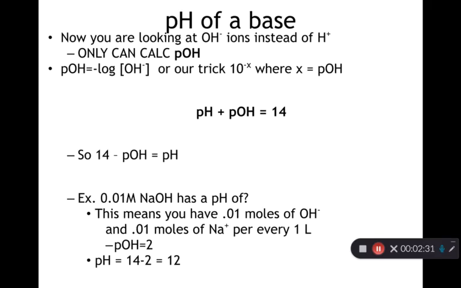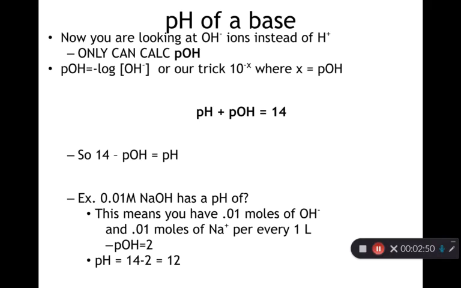So pH, if it's an acid, is one step. But if they want the pH of a base, it's 2 steps. Because you have to first take the negative log of the OH, in this case it's sodium hydroxide, but it's the OH that makes it basic. And then you need to subtract it from 14.